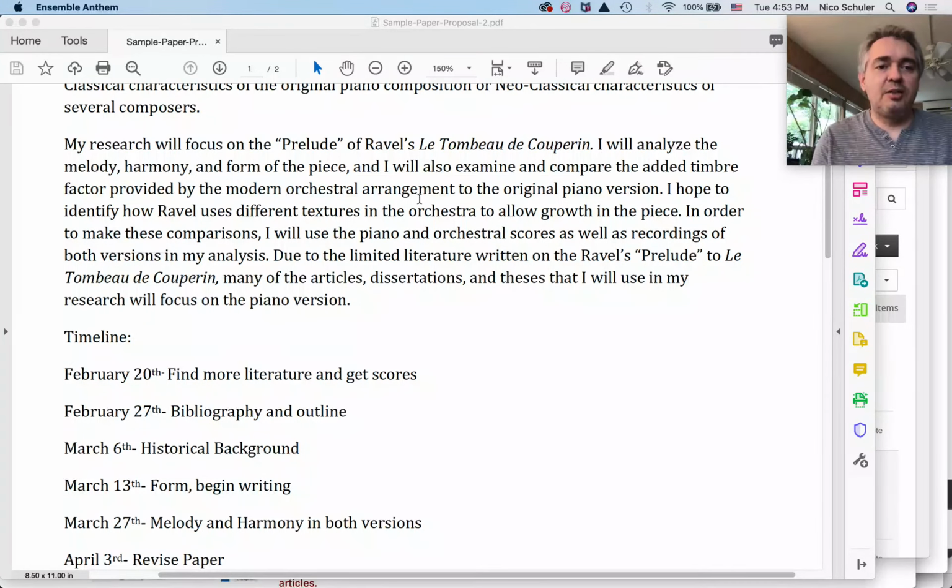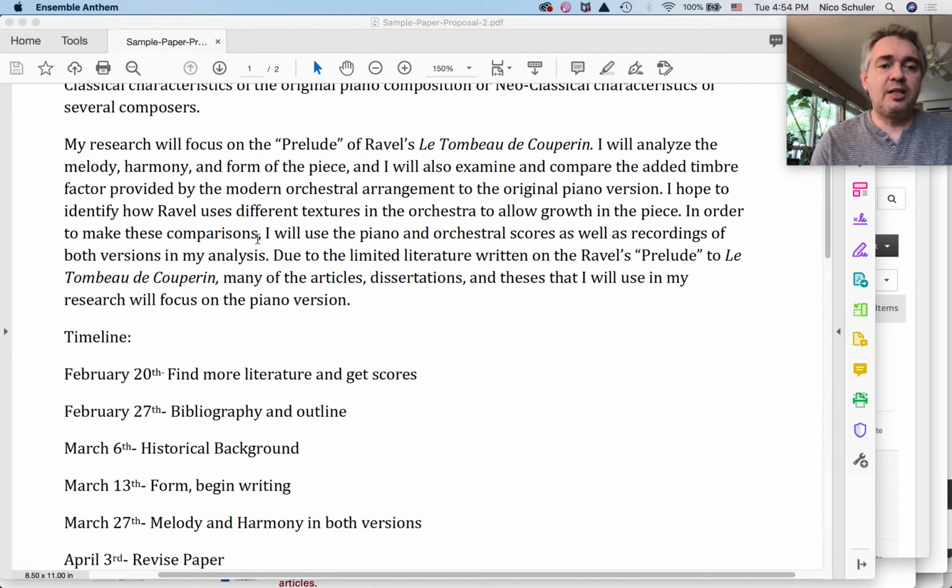I will analyze the melody, harmony, form of the piece, and I will also examine and compare the added timbre factor provided by the modern orchestral arrangement to the original piano version. So there it is in very clear language what this research will do, what this paper will describe. I hope to identify how Ravel uses different textures in the orchestra to allow growth in the piece. So in this particular case, it's very difficult to actually speculate on a very specific outcome, but generally speaking, the author here hopes to show how Ravel uses different textures in the orchestra.